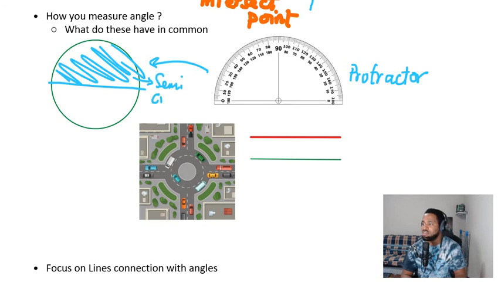And in a semicircle, we know that the space that is covered from one end all the way to the other end is around 180 degrees. That is the angle that is made. And what we notice is that the same thing is shown in this particular measuring tool.